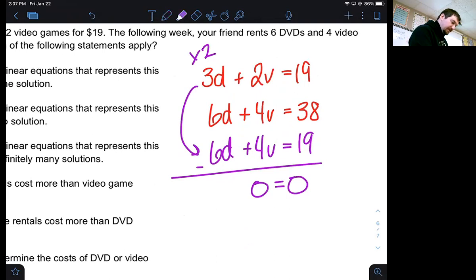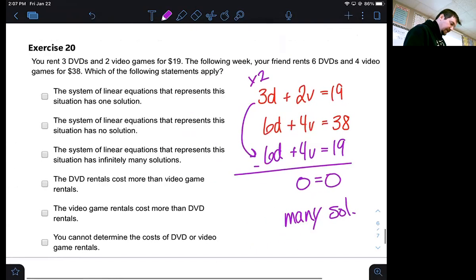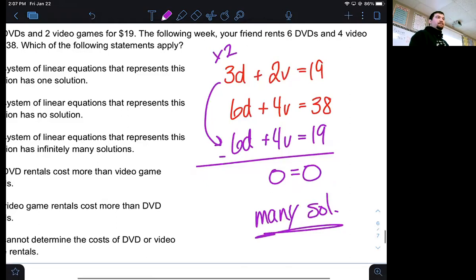I'm just going to put many. My brain's lost some cells today, and I can't spell infinitely. Many solutions. So one of them says many solutions. I'm not sure which one it is, so I don't care. Just put many solutions. Here's what that means. There's an infinite number of video games and DVDs that would fit that description.